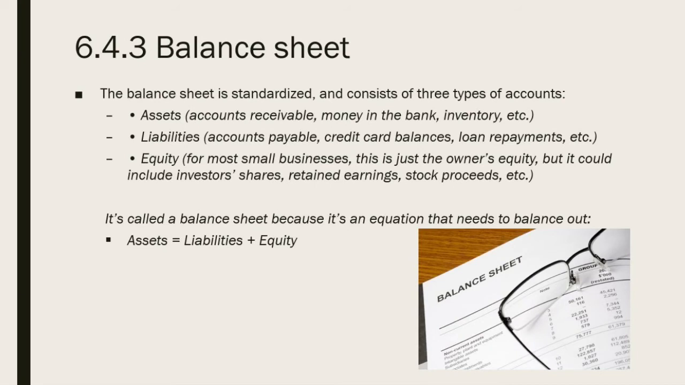Next is the balance sheet. The balance sheet is standardized and consists of three types of accounts. First, assets, which are accounts receivable, money in bank, and inventory. Next is liability, which is accounts payable, credit card balance, and loan repayment. Next is equity. For most small businesses, this is just the owner's equity, but it could include investor shares, retained earnings, and stock proceeds. It's called a balance sheet because it's an equation that needs to balance out, which is assets equal liabilities plus equity.